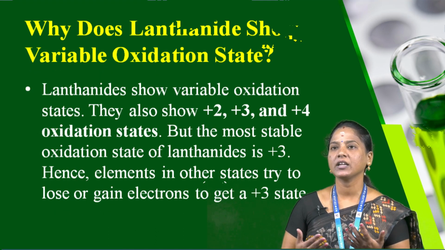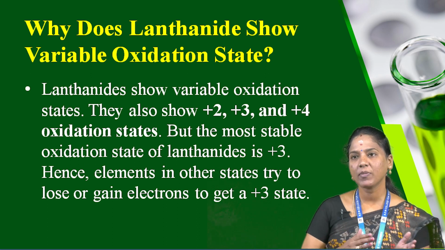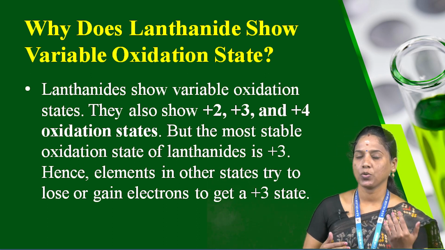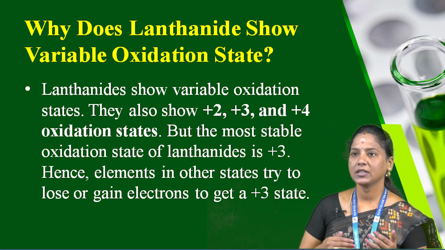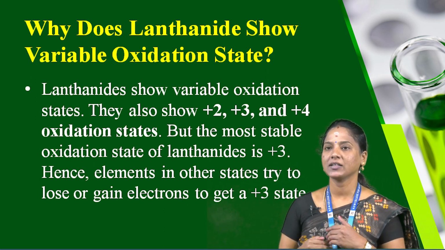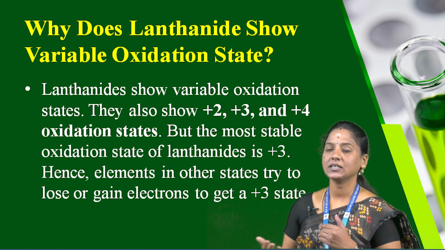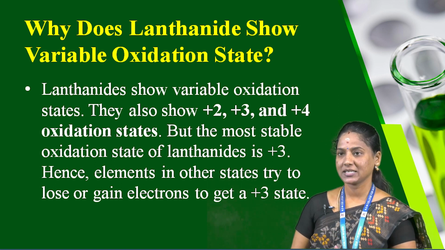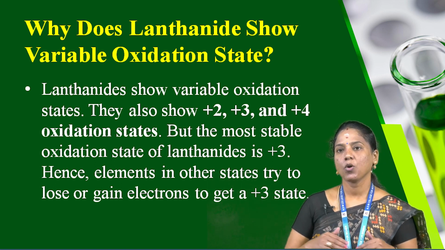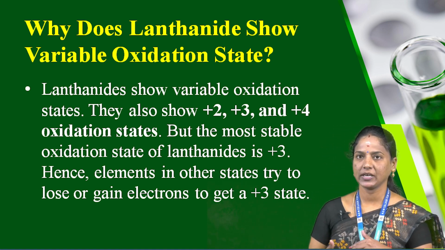Why do lanthanides show variable oxidation states? They show +2, +3 and +4 oxidation states, but the most stable oxidation state of the lanthanides is +3. Hence, the elements in other states lose or gain electrons to reach their +3 state, and because of this, those ions become strong reducing or oxidizing agents respectively.